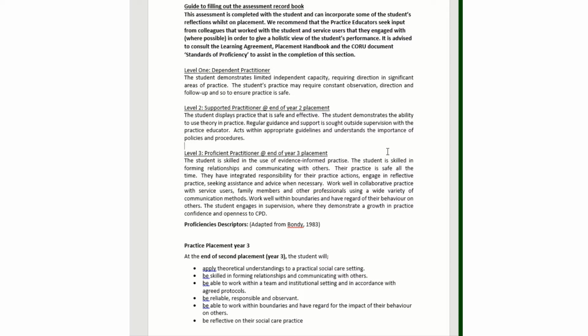In terms of policies and procedures, the level three student is displaying the use of evidence-informed practice. They're skilled in forming relationships. Their practice is safe all the time. They've integrated responsibility for their actions. Reflective practice, but also seeking assistance when necessary. They're working well in all collaborative practice with all stakeholders, working well within boundaries, engaging in supervision, and also seeking opportunities in terms of continual professional development.